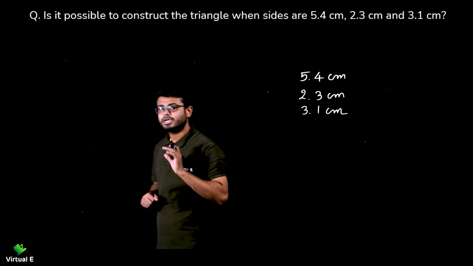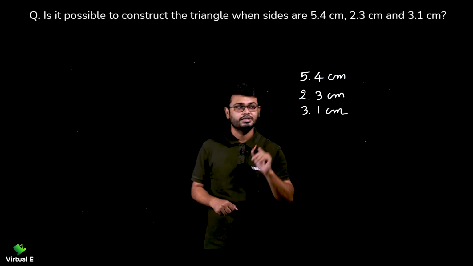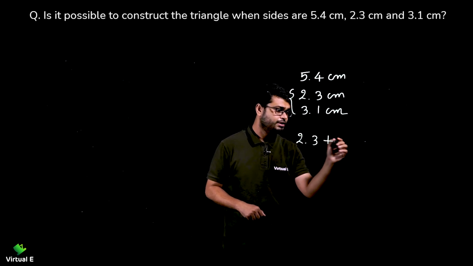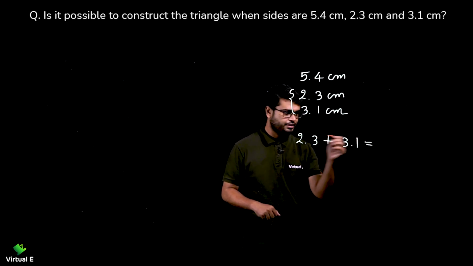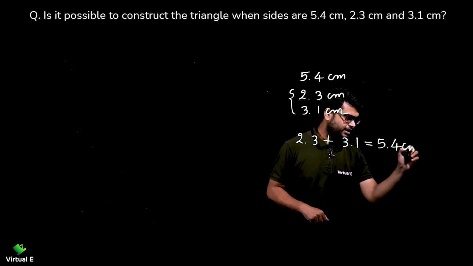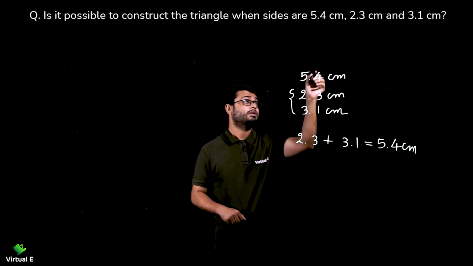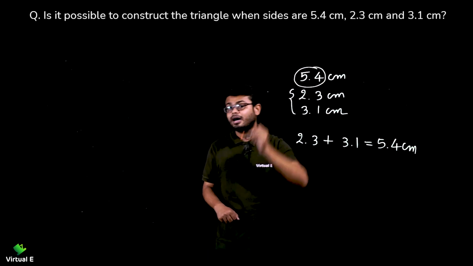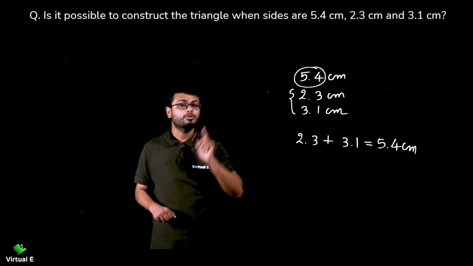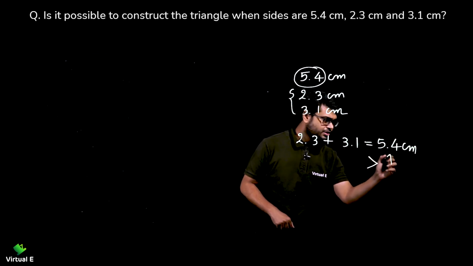So here we are going to check that the sum of two sides should be greater than the third side. So let's add these two. First of all, we are going to add 2.3 plus 3.1. So 3 and 1 will make 4. Here 2 and 3, point here, and 5 centimeter. So the sum of two sides should be greater than this one, right? But in our case, it is equal to it. So we cannot consider that. It should not be equal to, but always greater, right? So this is not accepted.